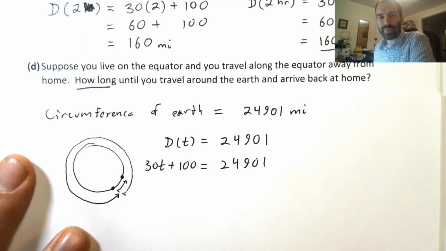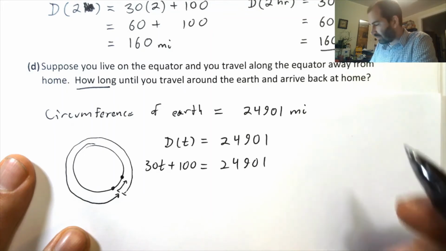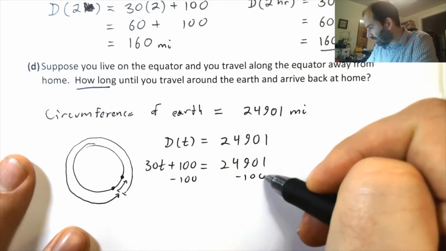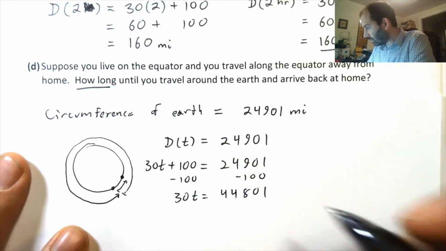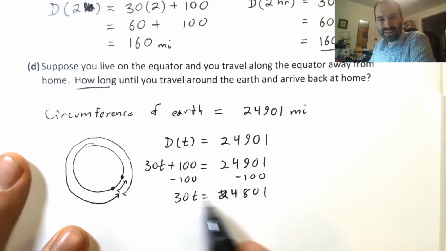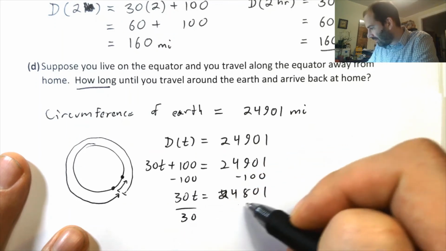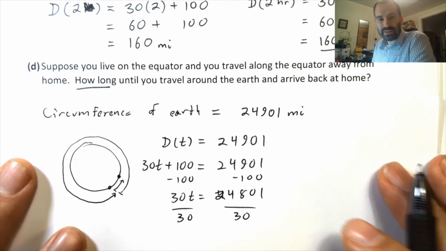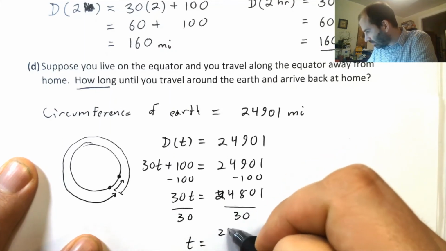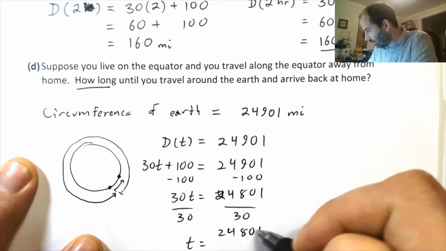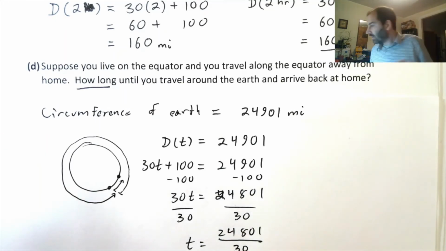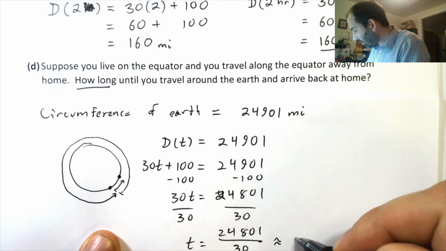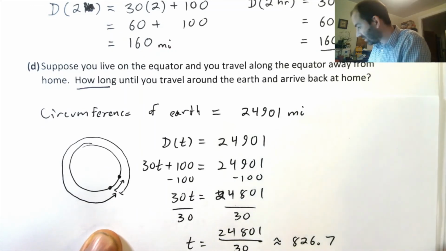Okay, so 3, 2, 1. All right, so what do we do? Subtract 100 from both sides. Okay, divide both sides by 30. And let's see, I get t equals 24,801 over 30, which simplifies to approximately 826.7.